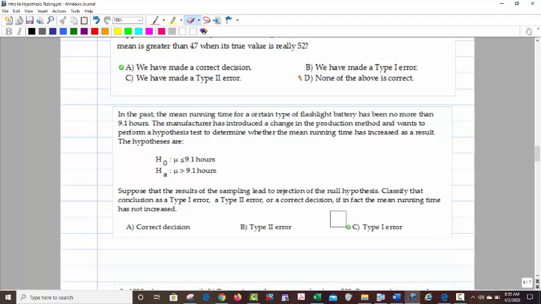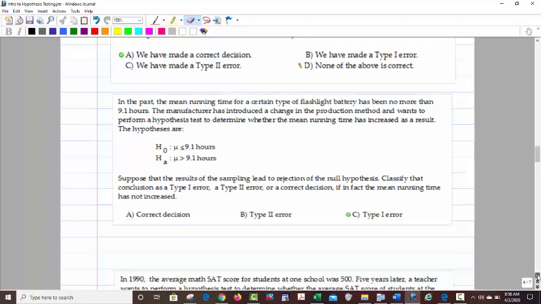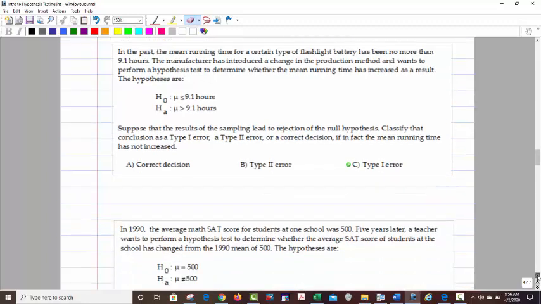So had this last part said if in fact the running time has increased, if the word not wasn't there, it would have been a correct decision. Because if it increased, you would have wanted to reject the H0 in favor of the Ha, which was greater than. So the has not increased meant the null was true, and we made a type 1 error by rejecting the null when the null was true.